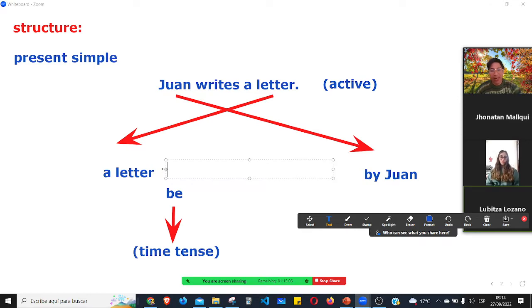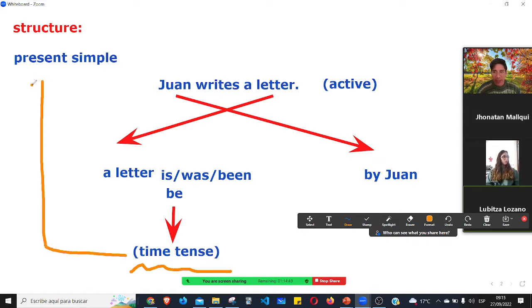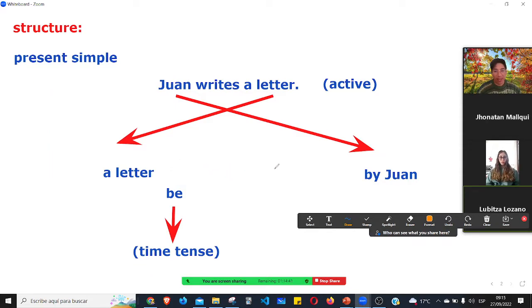So we say a letter. You have here is, was, or maybe being, because you don't know which one. But now focus on the tense. This is the present simple. So which one do we use: is, was, or been? Is. Amazing. We use is. A letter is.